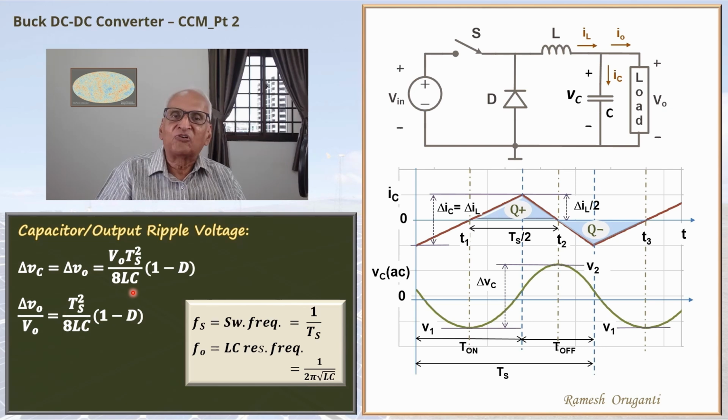I will put the final form. You can check it out by doing it on a piece of paper. Delta V0 by V0 is pi squared by 2 times 1 minus D times F0 by Fs whole square.